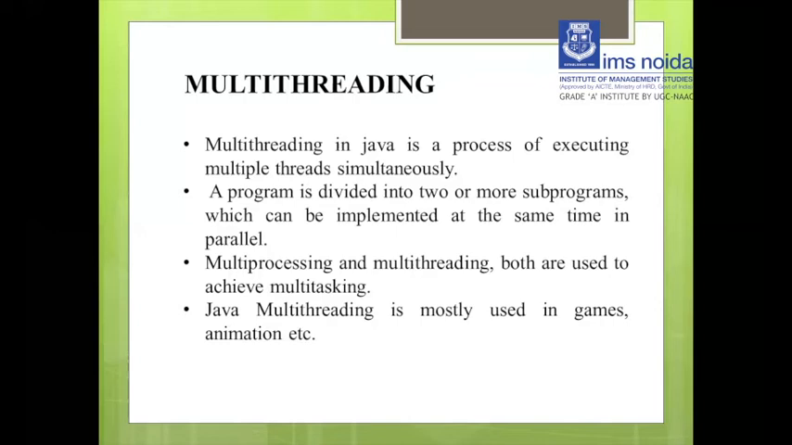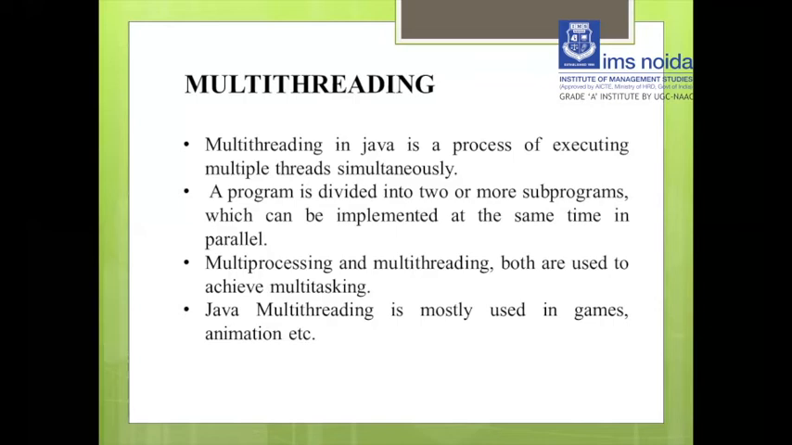Multiprocessing and multi-threading both are used to achieve multitasking, because if anyone is doing multiple things, right? If you are a student performing multiple tasks, you are multitasking. You are a multitask performer. Likewise, multiprocessing and multi-threading are used to achieve multitasking. Java multi-threading is mostly used in games and animations, where multiple threads execute concurrently.